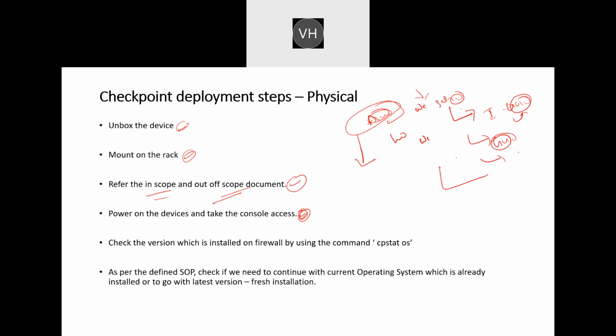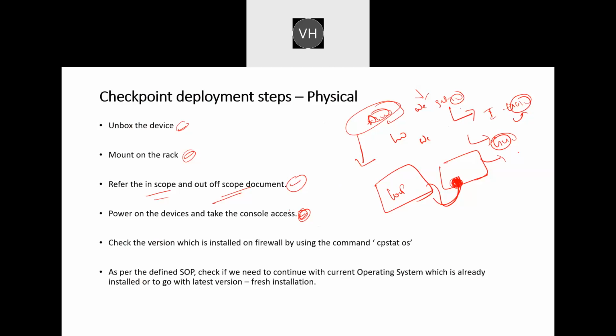So there will be a port available in the firewall, and this port is called the console port. We'll connect a cable from the console port to our laptop. So this is our laptop, and this is the console port, and we'll connect it with the firewall console port. You got it. Console access means connecting the firewall with the console cable to our laptop.